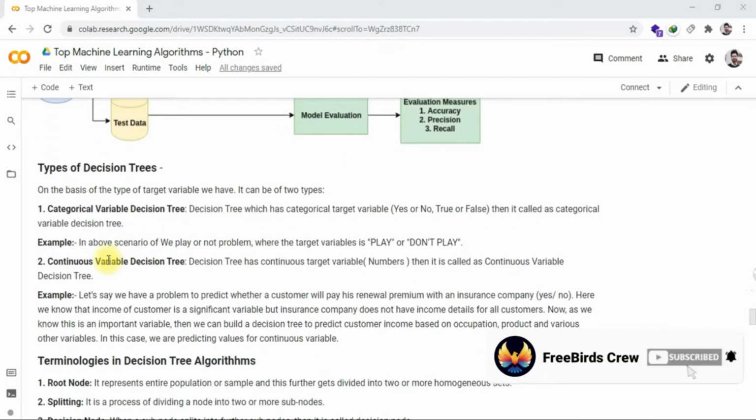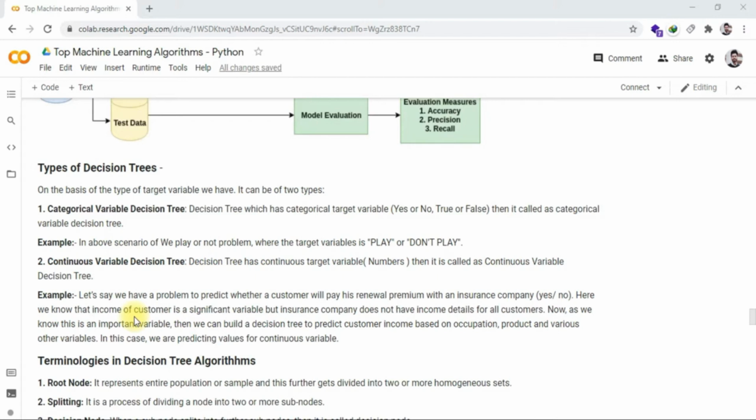So in continuous decision trees, we have a continuous target variable. For example, I will show you the example here. Let's say we have to predict whether a customer will pay his renewal premium with an insurance company, yes or no. We have to predict yes or no, but our data is continuous. So here we know that the income of the customer is a significant variable, but the insurance company does not have the income details of all the customers.